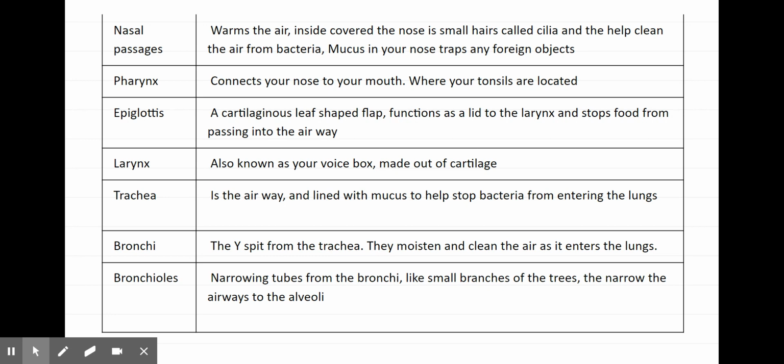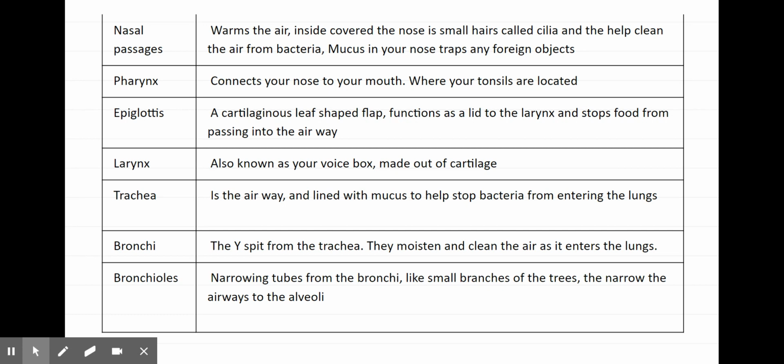So the nasal passage. When you breathe in through your nose, the function of it is defense. It's covered inside with small hairs called cilia that help trap bacteria from the air and dust and particles. They trap it in the hair, and that's why you sneeze.